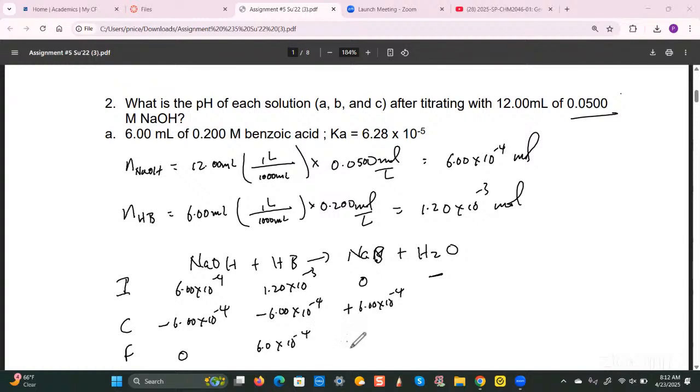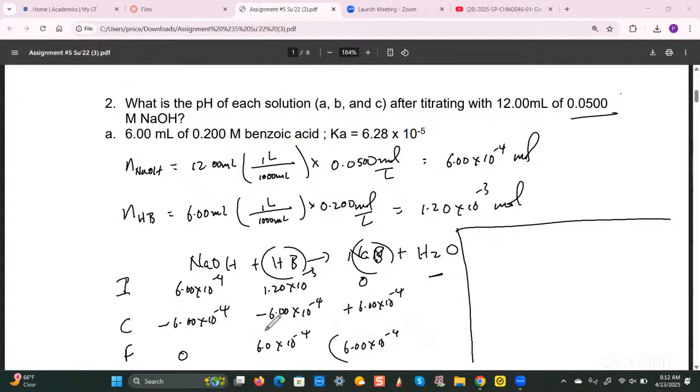And this would be 6.00 times 10 to the minus 4. The next step, I'm going to see if I can squeeze it over here, is where we find the concentrations of what is left, which would be the HB and the sodium benzoate. And because the mole values are the same, right? Well, firstly, let me calculate the volume at this stage.